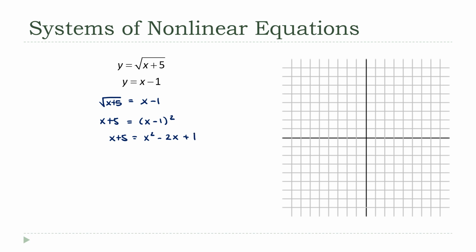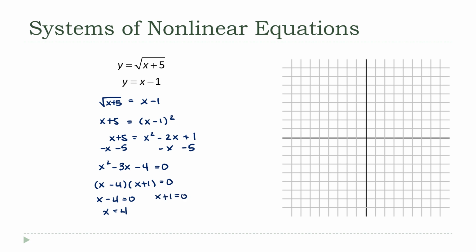And I've got a polynomial equation, so I'll set this equal to 0, subtract x from both sides, and subtract 5. This becomes x squared minus 3x minus 4 equals 0. And this is nice, it factors. This is x minus 4 times x plus 1 equals 0. So I'm getting two answers. X minus 4 gives me 4, and x plus 1 gives me -1.